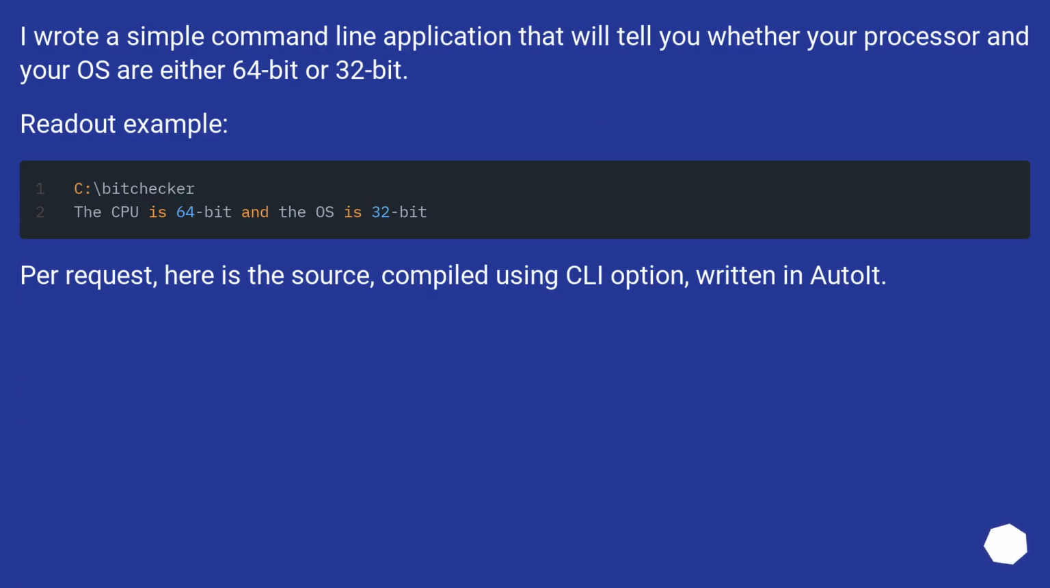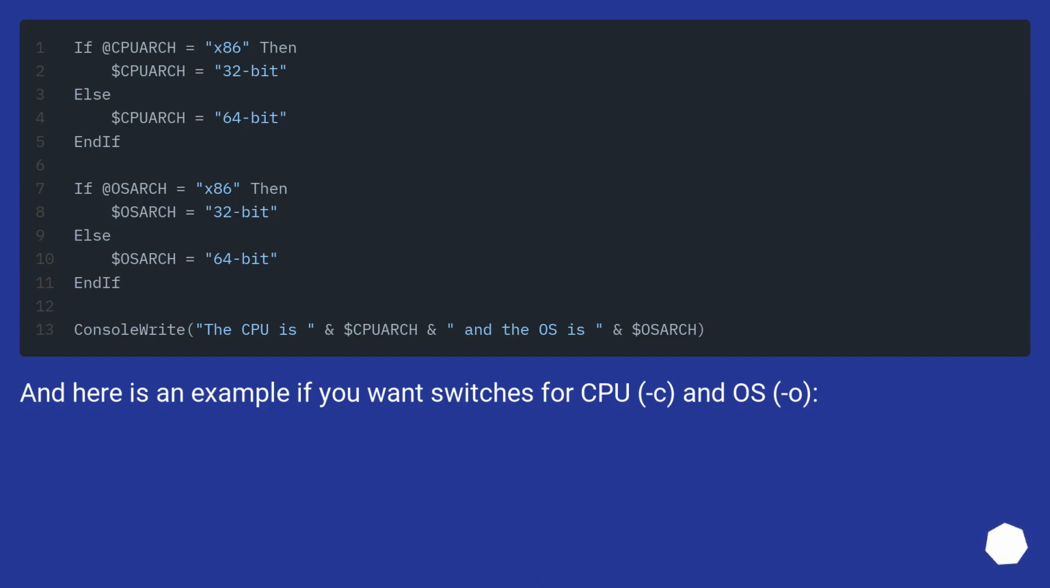I wrote a simple command line application that will tell you whether your processor and your OS are either 64-bit or 32-bit. Here is an example output. Per request, here is the source, compiled using the CLI option, written in AutoIt. And here is an example if you want switches for CPU, C, and OS, O.